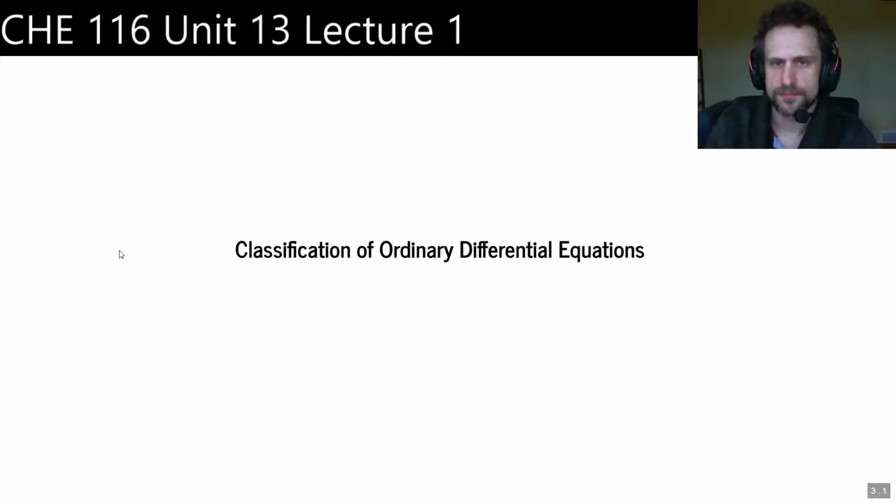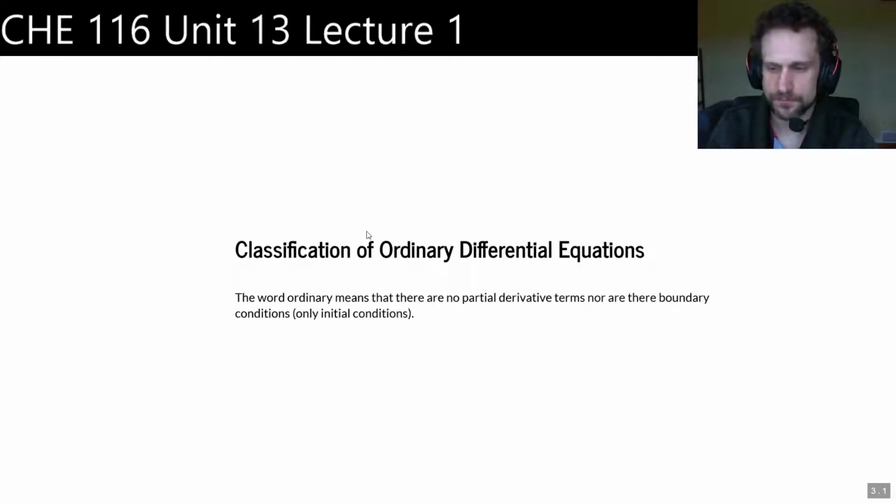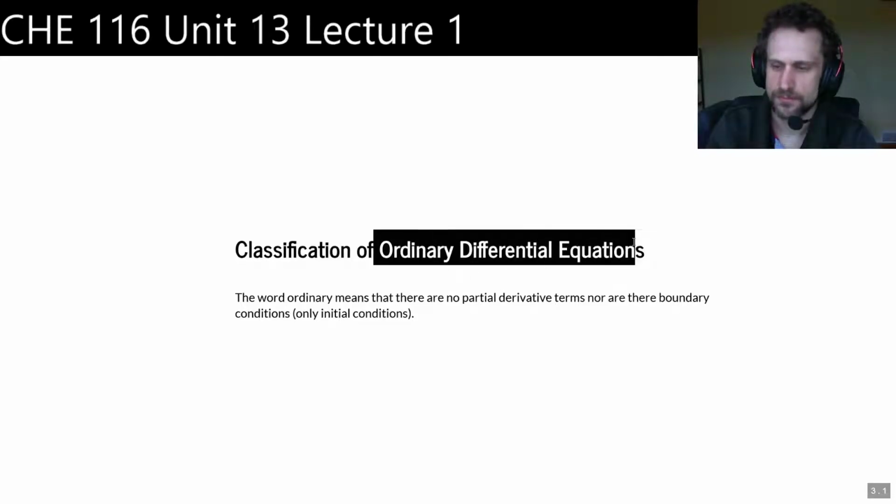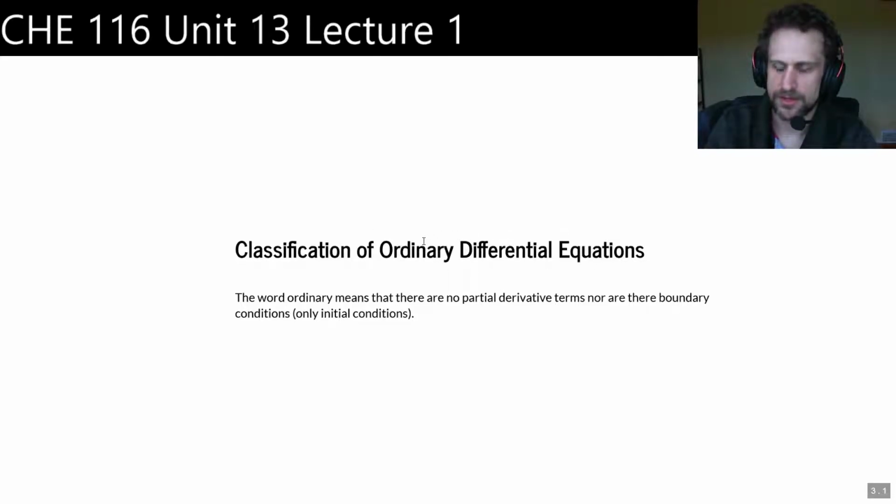So before we get into how to convert ordinary differential equations into the Python form, we need to know a little bit of nomenclature about ordinary differential equations. Like, for example, what is ordinary and how do we describe the dimensions? So an ordinary differential equation means there are no partial derivatives and there are no boundary conditions, so only initial conditions. So essentially just normal dy dx kind of differential equations.